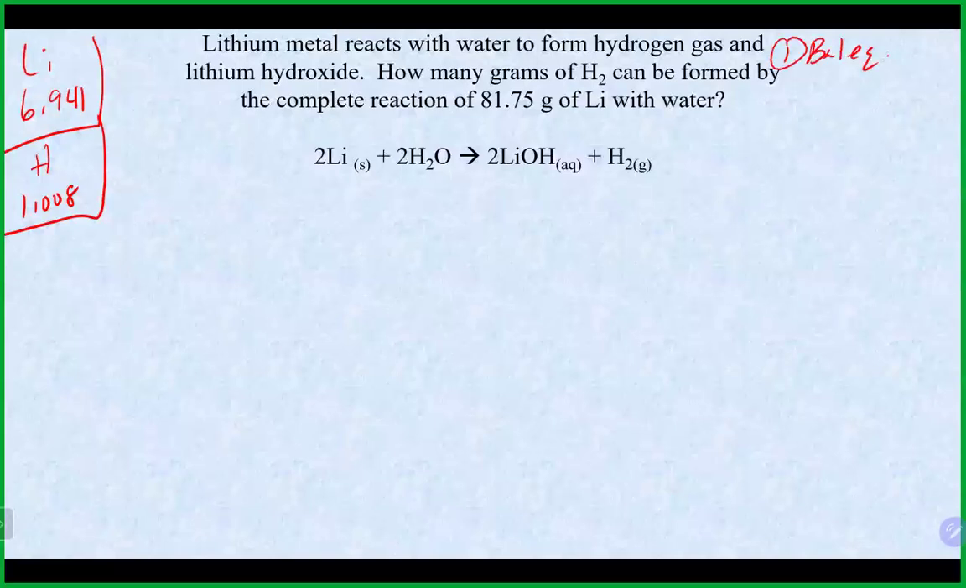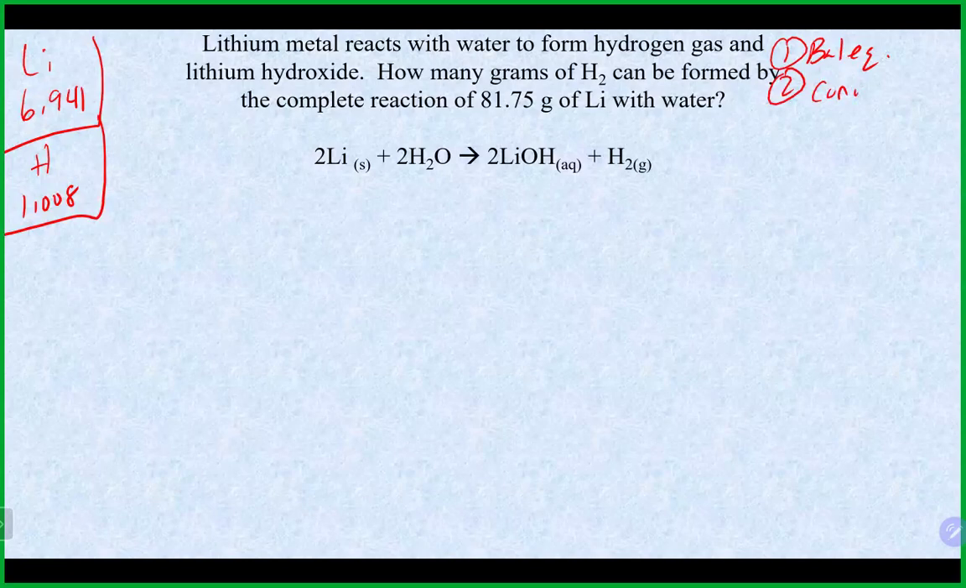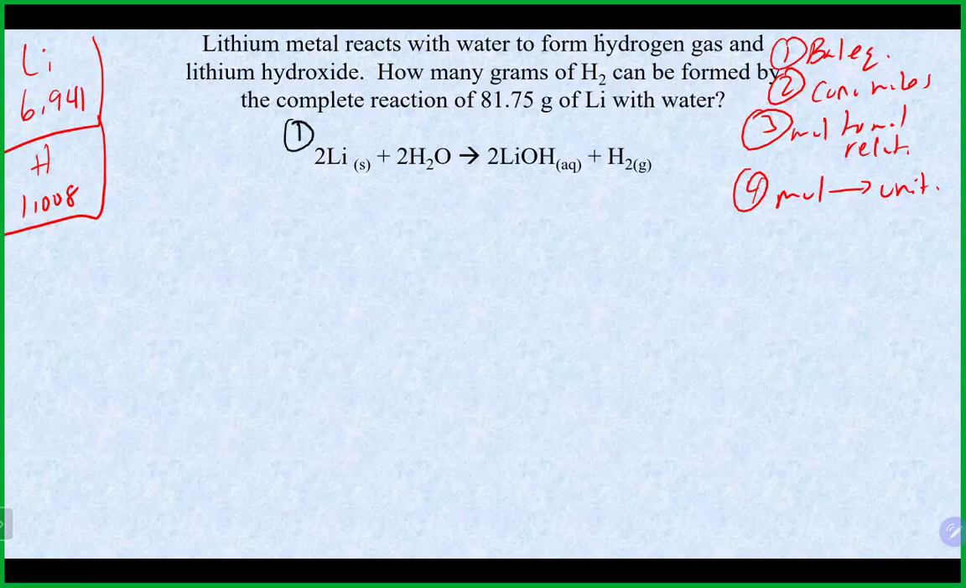All right, so again, follow those 4 steps. Balance equation, convert to moles, mole to mole relationship, and moles to some other unit. Again, we're just going to follow the same 4 steps. So number 1 was already done for us from the previous problem, so we have a balanced equation. We're given 81.75 grams of lithium in this case, and we are looking for how many grams of H2.